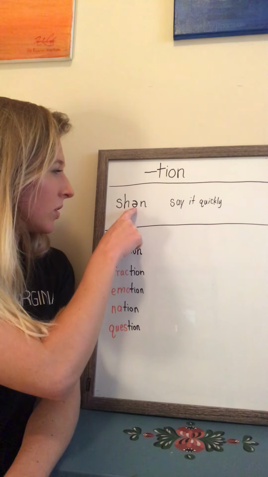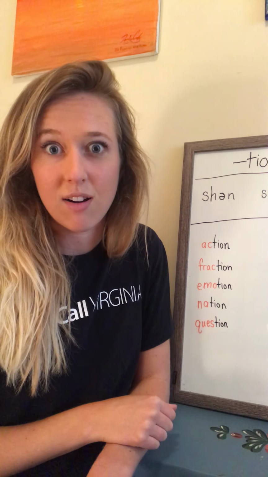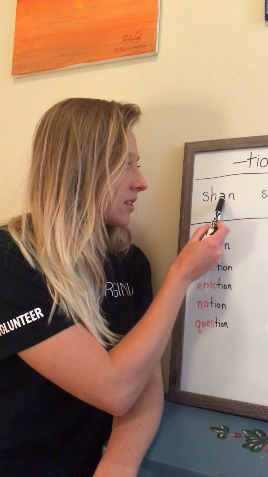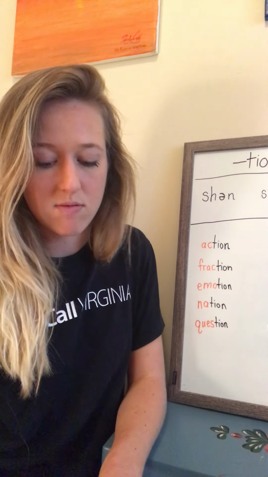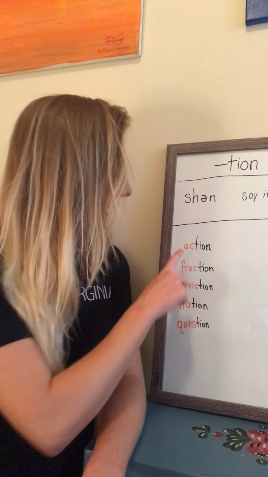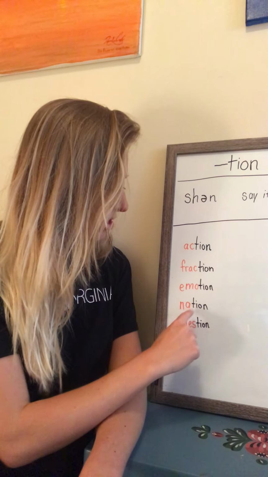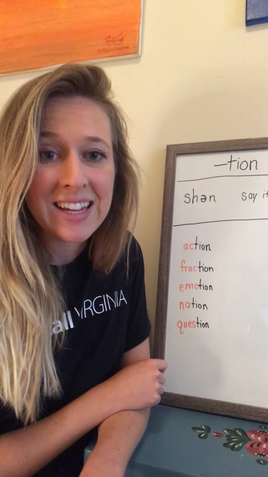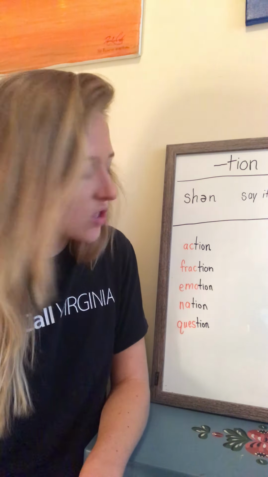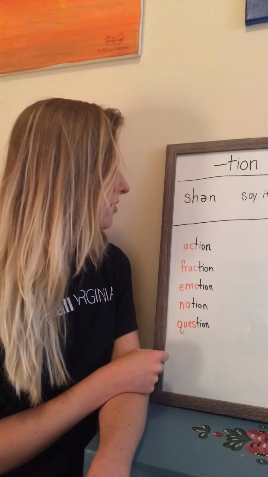Okay? Now, you might be looking at this E right here and say, wait a minute, Miss Crook, you wrote that really wrong. I did, but I also did not. That is going to show us that it makes a special short U sound. So let's look at some examples here. We have the word action, fraction, emotion, nation, question. Each of those have the ending T-I-O-N, but you don't actually hear each of those letters. It makes its own new sound.